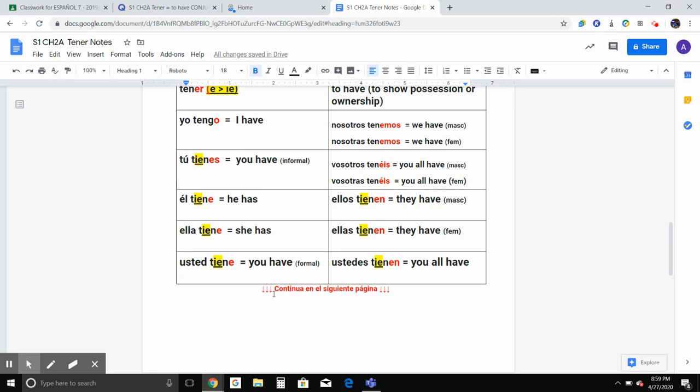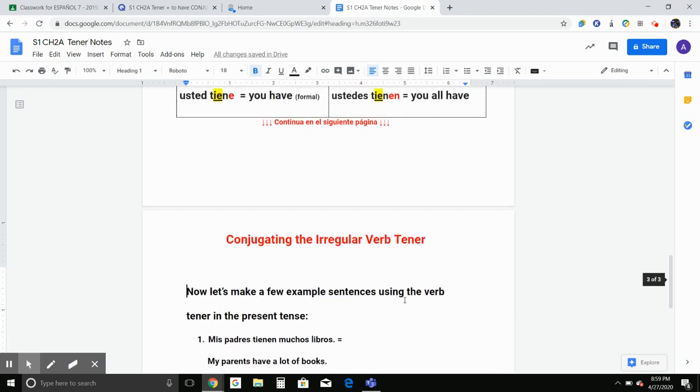Okay, and again, continúa en la siguiente página. We continue on the next page.